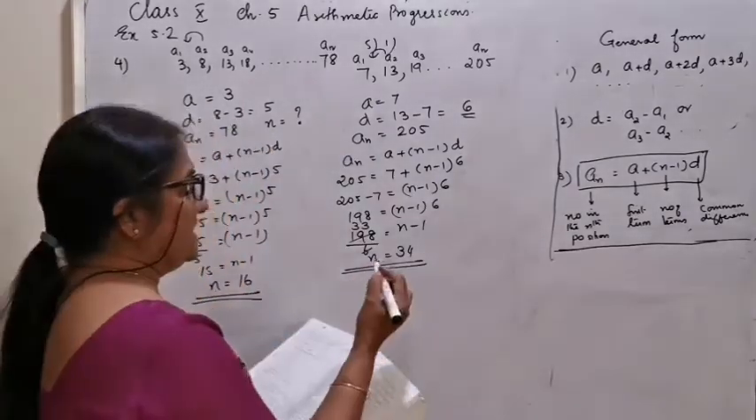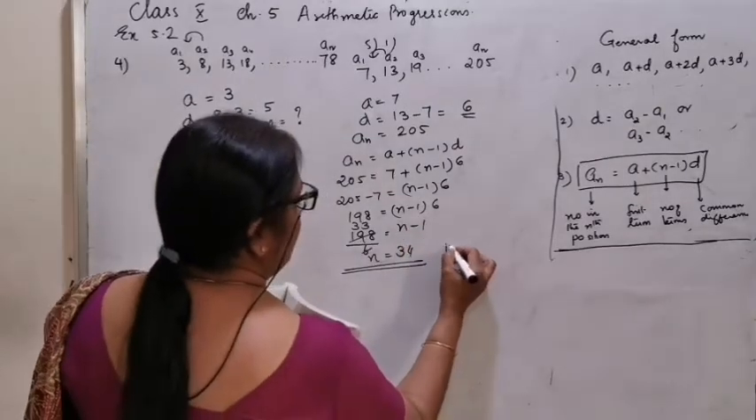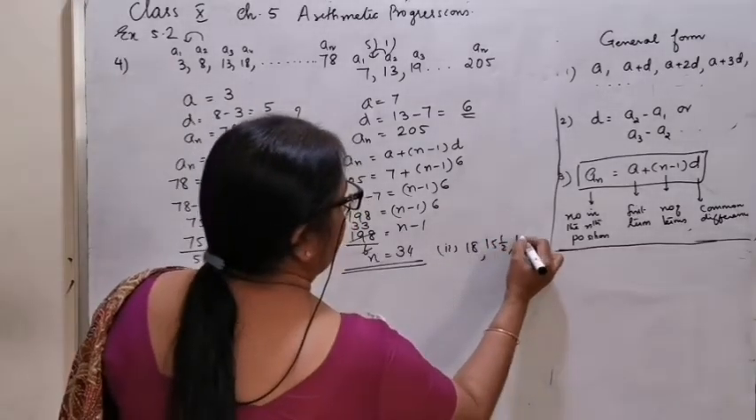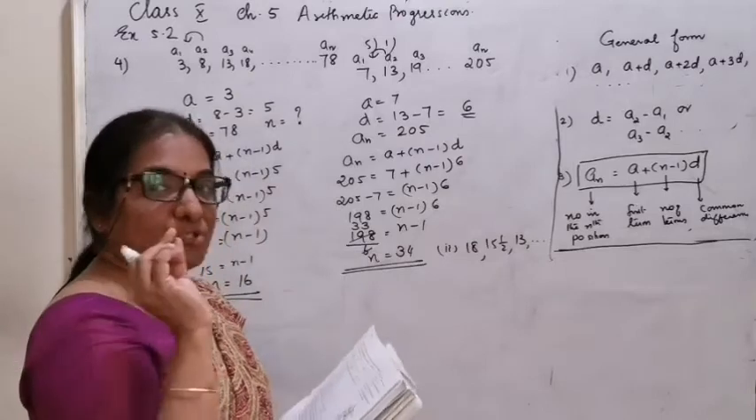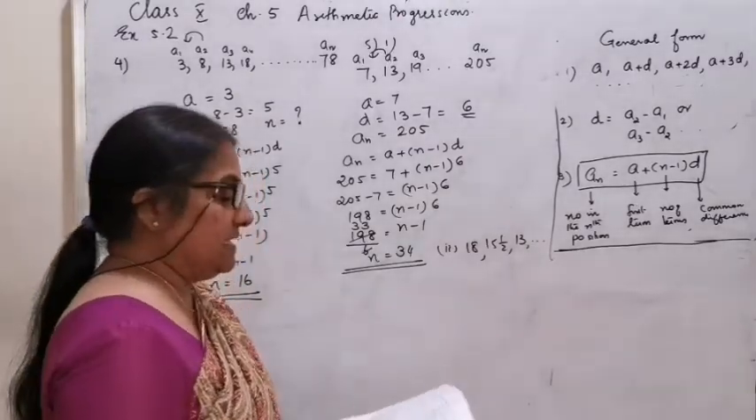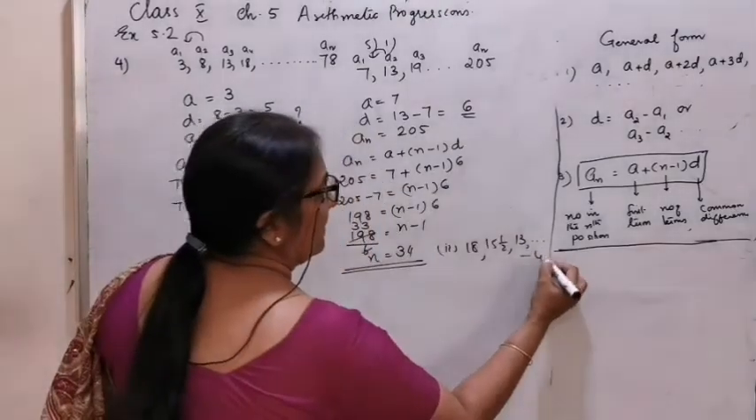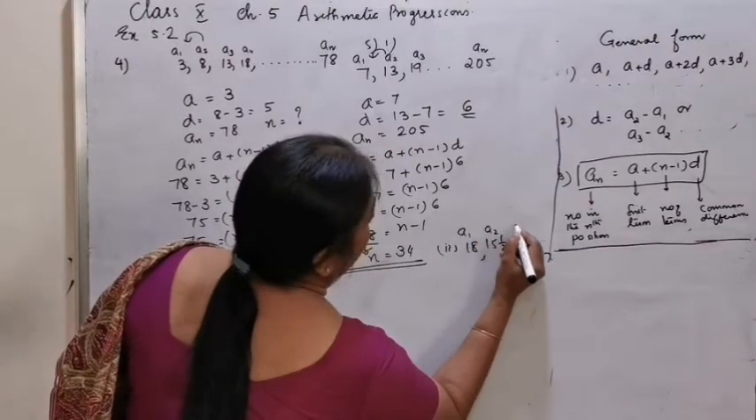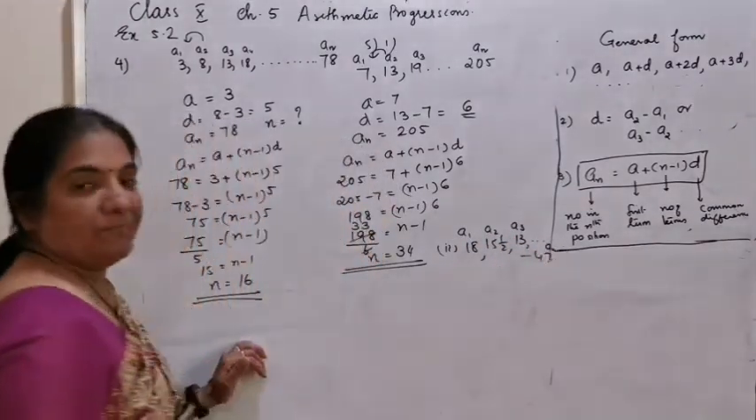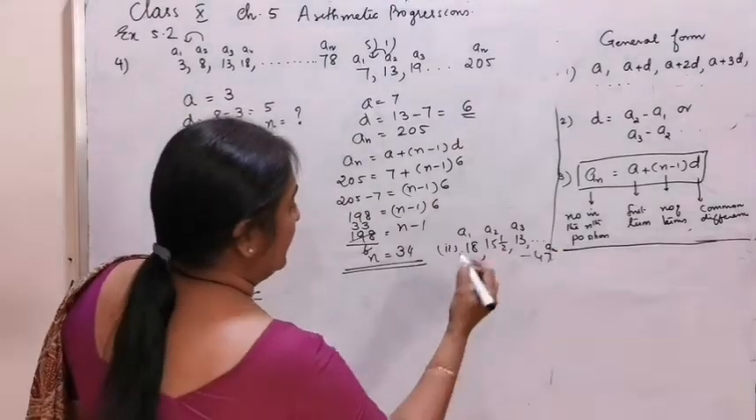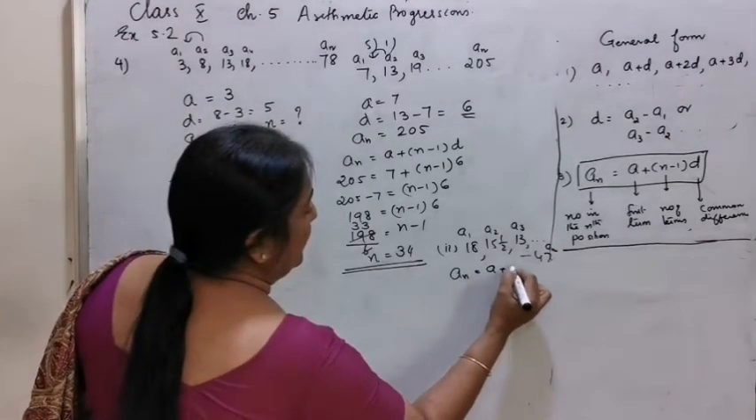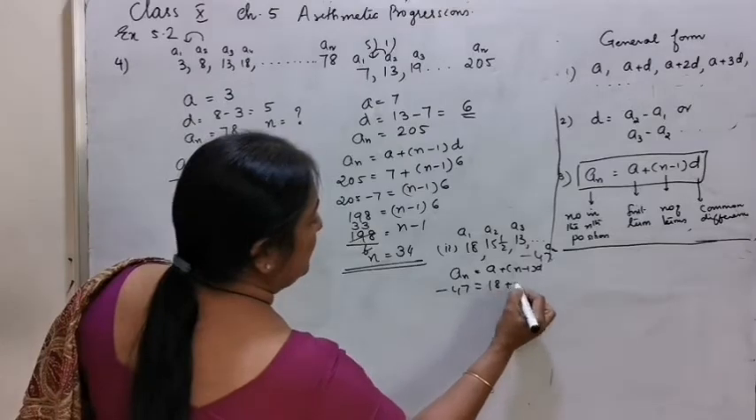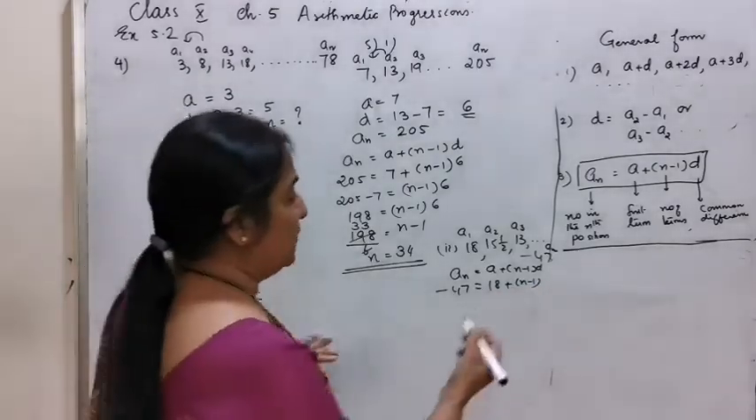The next question is 18. The second subdivision is 18, then 15 and a half, 13, etc. It's a decreasing AP, so the value of D is negative. The last term is minus 47. Similarly, give the values as A1, A2, A3, etc., AN. The position has to be found out. So, AN is equal to A plus N minus 1 into D. Minus 47 is equal to 18 plus N minus 1 into D. We forgot to calculate the D.